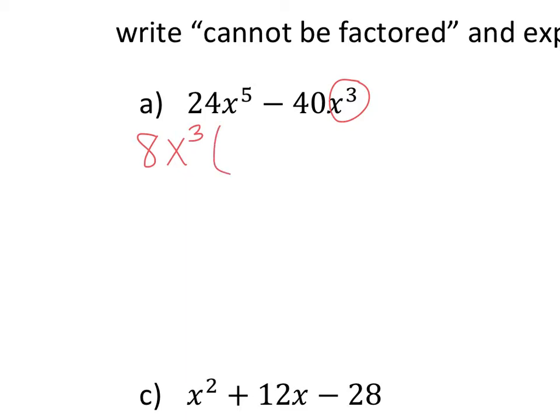24 divided by 8 is 3. X to the 5th divided by x to the 3rd is x squared. Negative 40 divided by 8 is negative 5. And x to the 3rd divided by x to the 3rd is 1, so we don't need to write it. And here we used GCF.